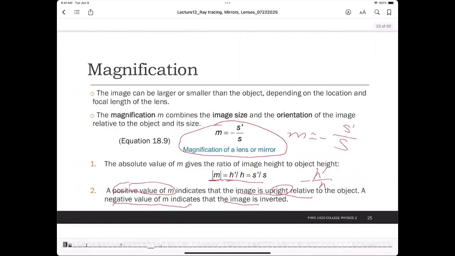That makes sense to you? So this is the definition for the magnification. The magnification is the ratio of image height to object height, and also the ratio of the distance from the image to the lens over the distance from the object to the lens. That makes sense to you? This is the definition for the magnification.